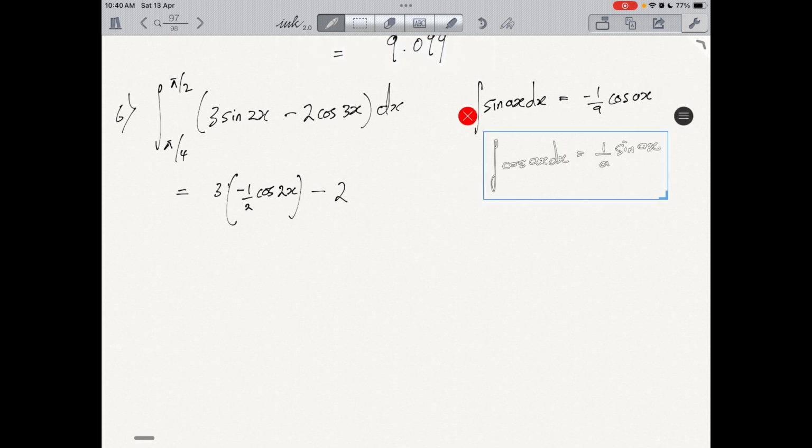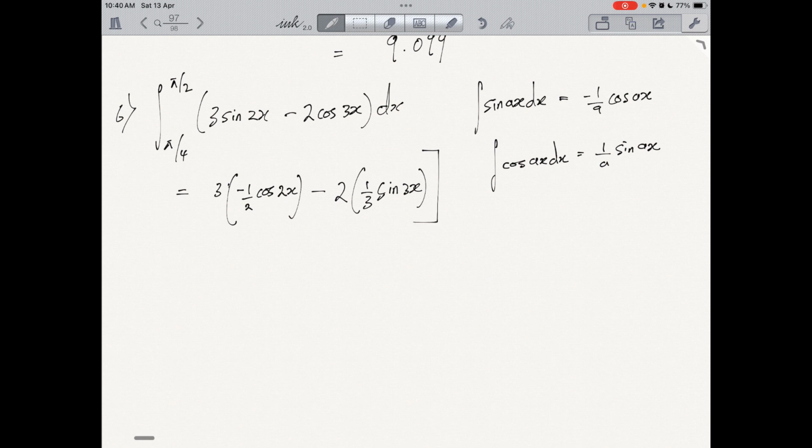And our answer will be 1 over 3 sine 3x. And we apply our limits from pi over 4 to pi over 2. Therefore, this will give us minus 3 over 2 cos 2x minus 2 over 3 sine 3x from pi over 4 to pi over 2.